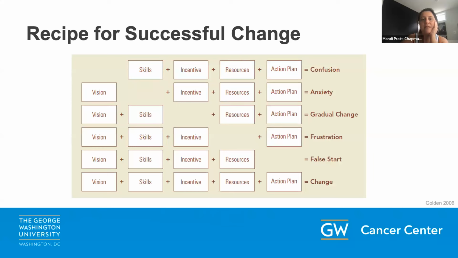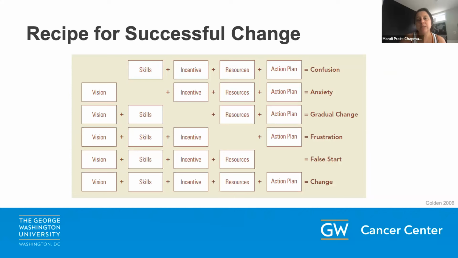If you don't have incentives to actually incorporate your plan, but you have everything else, then you may have gradual change because there's not something really pushing you and incentivizing the folks at the table to really make change. If you don't have resources, but you have vision, skills, incentive, and an action plan, you probably will be frustrated. If you have everything except an action plan, you might have a false start because you don't really know what to do next.